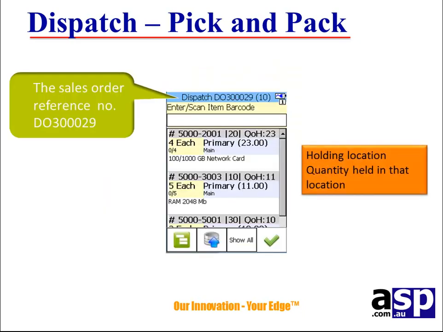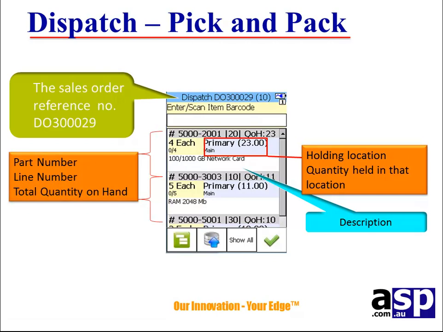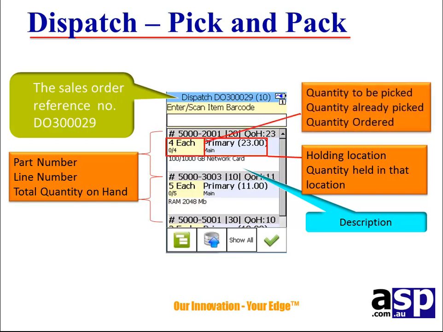Depending upon the sorting sequence, you will either see the default location for that product or see the next location in the picking sequence. But you will only see one location in this screen. This also shows the information available to the picker, which is displayed on the screen, such as description, part number, line number, total quantity on hand, quantity to be picked, already picked, and quantity ordered.